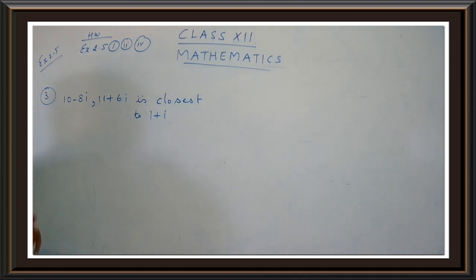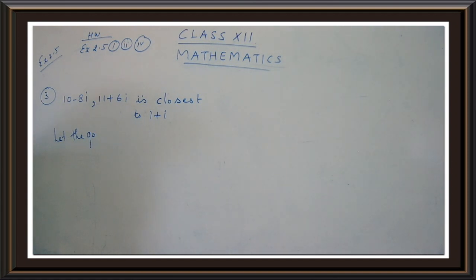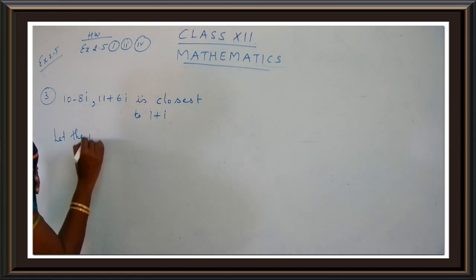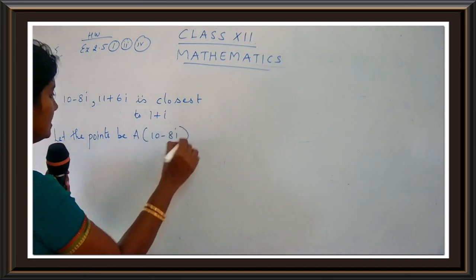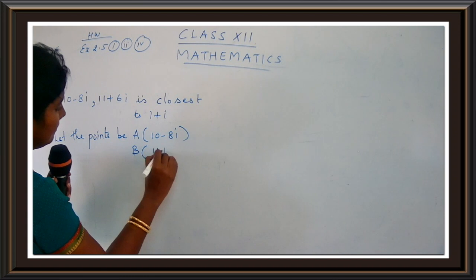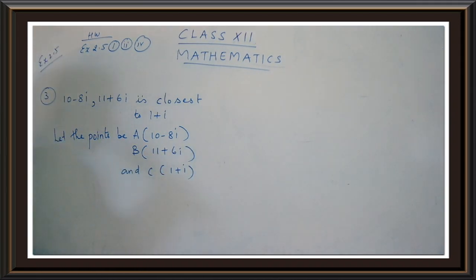Shall we start, children? Let's go with the work. Write down: let the points be A, 10 minus 8i, B, 11 plus 6i, and C, 1 plus i. I have just taken them as points A, B, and C. So A is 10 minus 8i, B is 11 plus 6i, and C is 1 plus i.